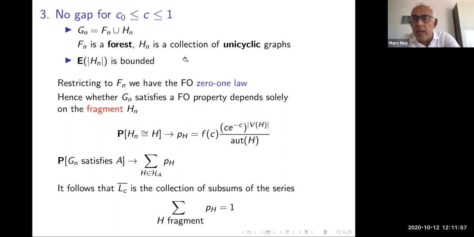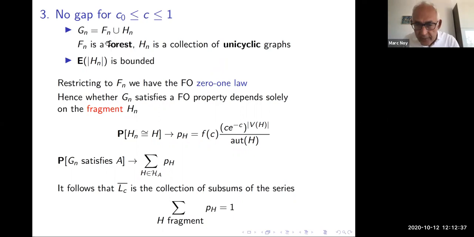There is another piece that we need, that this part of the unicyclic components in expectation is bounded. So you have to imagine this random graph that has a giant forest, a super giant forest, that with high probability contains everything except a constant number of vertices, and this constant number of vertices form the unicyclic components. Maybe I should have put a drawing. I hope everyone has the image of a unicyclic graph as a cycle in which we attach rooted trees to any of its vertices.